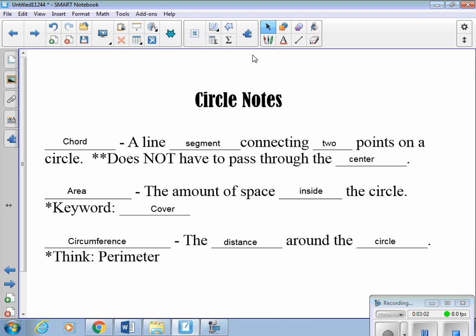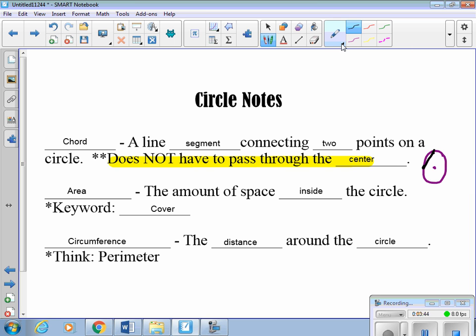Alright. Another word that you need to be familiar with is a chord. A chord is a line segment that's connecting 2 points on the circle. And the big thing with this one is that it does not have to pass through the center point. You won't use this one quite as much, but it's good to have for reference. So if this were your circle, and this is your center point, your chord would be like a point over here, and here's another point, and the chord connects here, rather than coming anywhere close to the center.